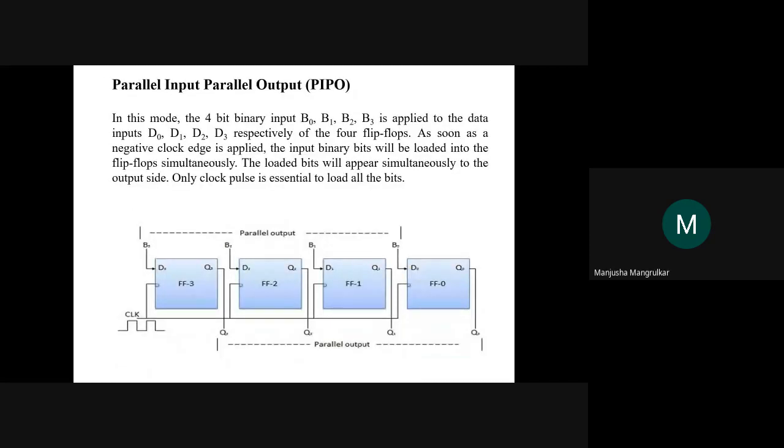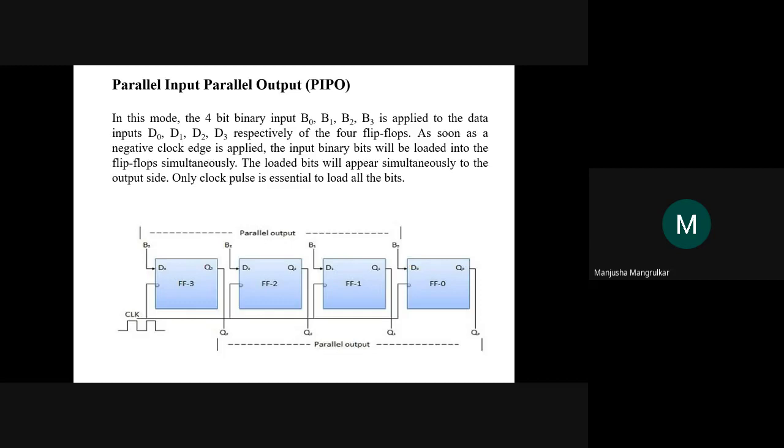Now the last shift register is parallel in, parallel out. In this, there is no D2 connected to the previous output. All the flip-flops are separate, but all the flip-flops work with the same clock pulse. In this mode, the 4-bit binary data B0, B1, B2, B3 is applied to the data inputs D0, D1, D2, and D3 respectively.